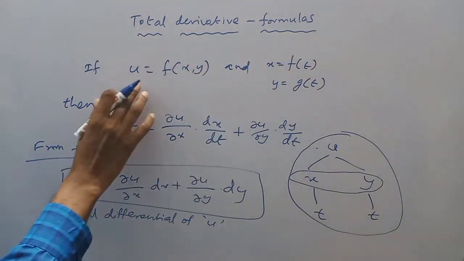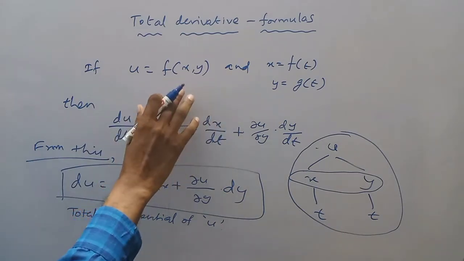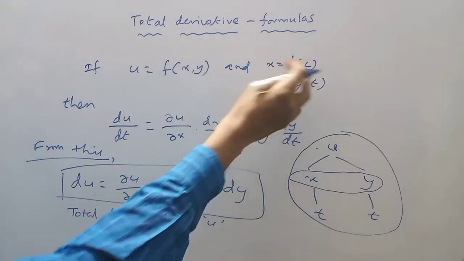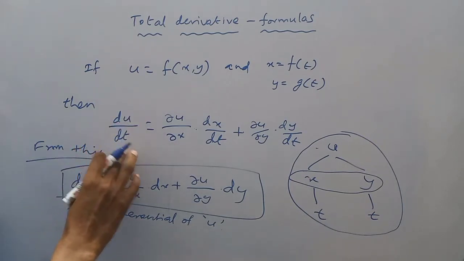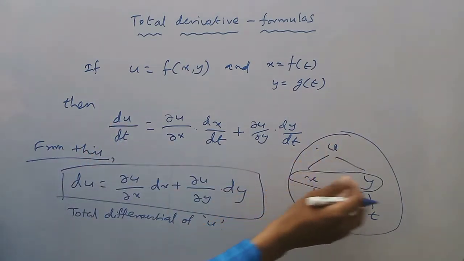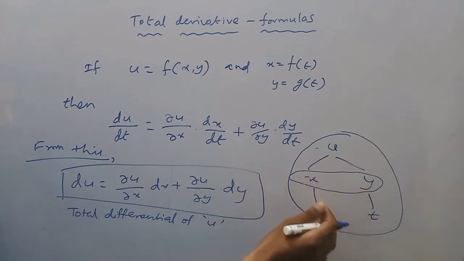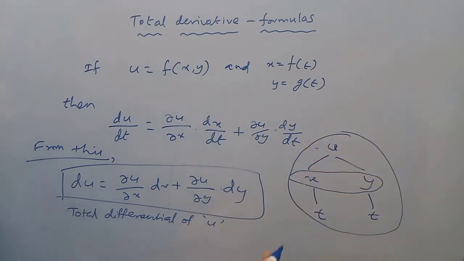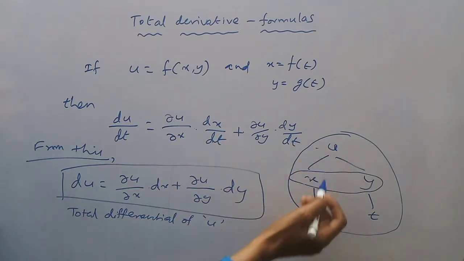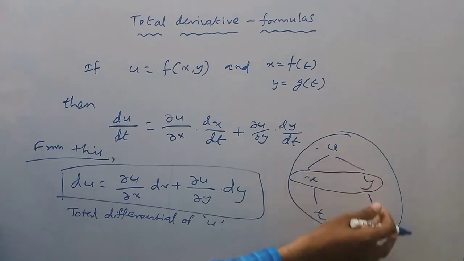So the total derivative formulas. First formula: if u is a function of x and y, a two variable function, and x and y are functions of t alone, single variable, how to find du by dt? u can be expressed in terms of t alone. To reach t, there are two possibilities: one is through x, another one through y.